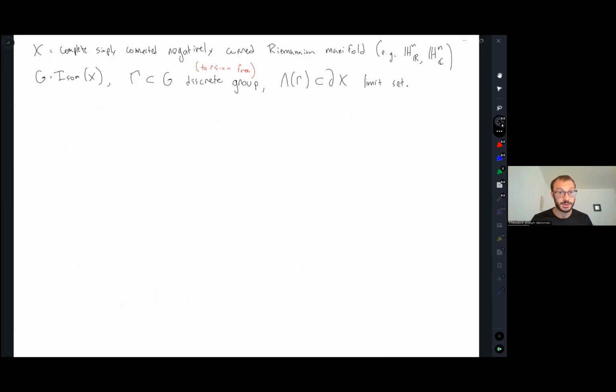And this brings us to the general setup for the definition of a geometrically finite group. So the setup, we start with some complete, simply connected, negatively curved Riemannian manifold. The canonical example to keep in mind here is either real hyperbolic space or complex hyperbolic space, which is actually going to motivate a lot of what this talk is ultimately going to be about. I want to think about the group of isometries of this space, and I want to consider a discrete group, gamma, sitting inside of G, the isometry group of this space.